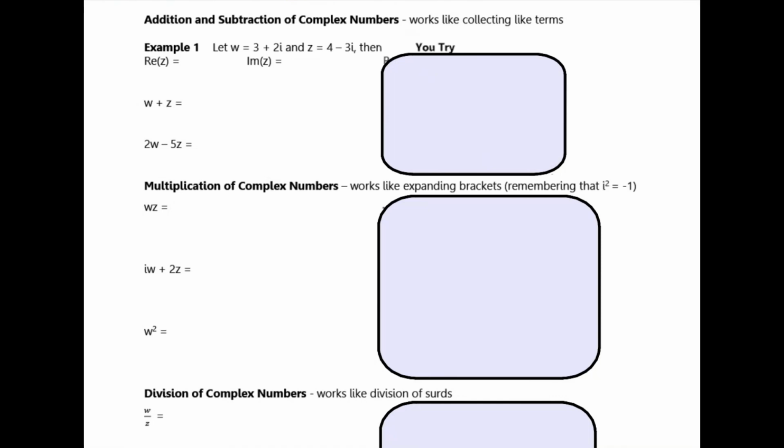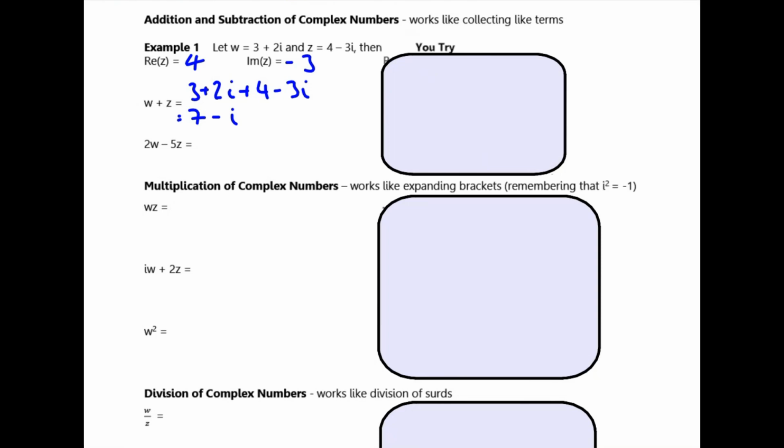Addition of complex numbers hopefully works as you would expect it to work. It's just like collecting like terms. So here we've got two complex numbers, w and z. We're looking at z to start off with. So the real part of z is 4 and the imaginary part of z is minus 3. Note that doesn't include the i. And if you want to do w plus z, this is 3 plus 2i plus 4 minus 3i. You collect up the real parts, which is 3 plus 4, which is 7. And you collect up the imaginary parts, which is 2i minus 3i, which gives you minus i.